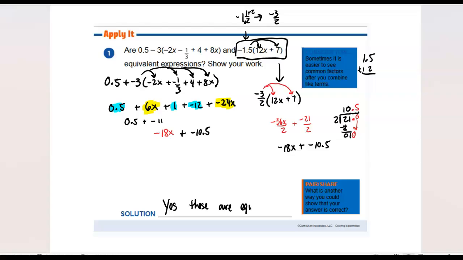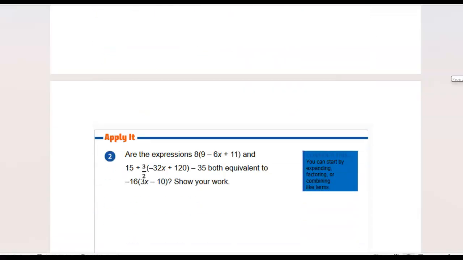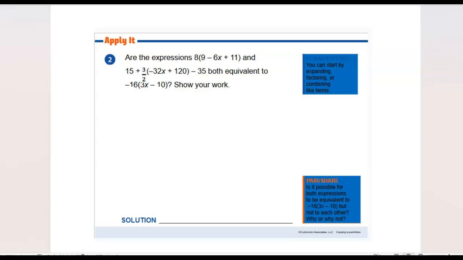So yes, these are equivalent. Everything that I've written down on my paper should be written down on your paper. You are now going to go ahead and attempt this problem right here, where you have three expressions that you have to try and see if they're equivalent. 8 minus 9 minus 6x plus 11. Simple, easy distributing. Make sure you make that plus negative.